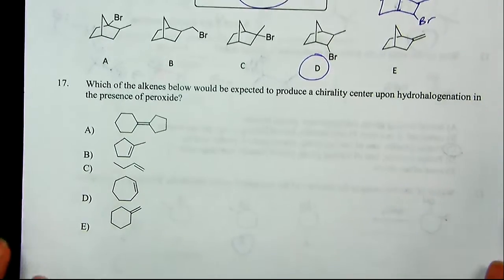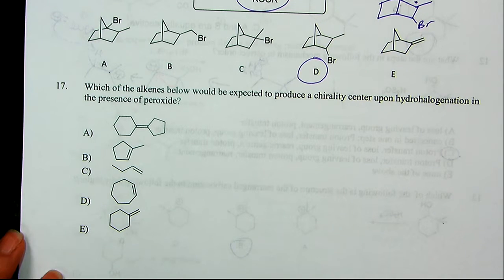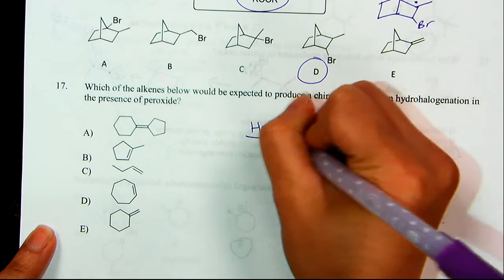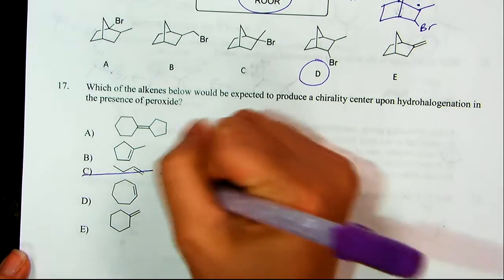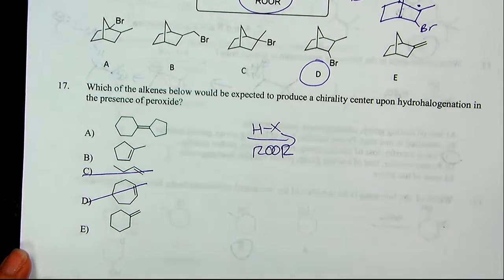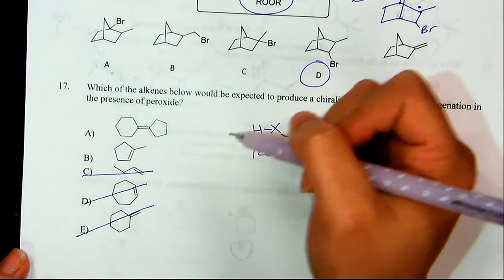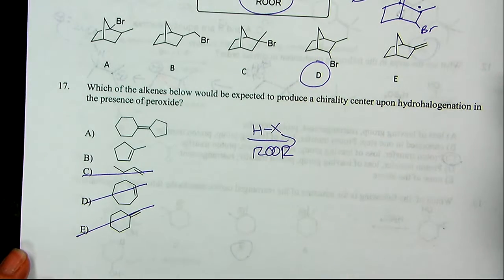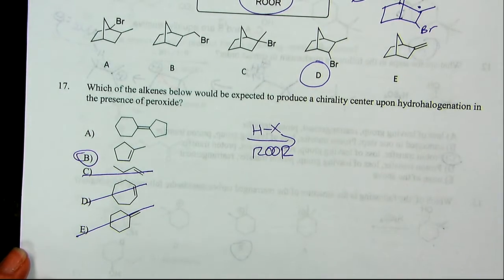Number 17. Which of the following alkenes would you expect to produce a product from hydrobromination with peroxide? That means you're using HX with the peroxide. So use something that will produce an asymmetric center. You can't do it with C because it goes on the end. With this one, they have the same exact group on both ends, so that doesn't work. And for this one, it wouldn't work either because at the end you have two hydrogens. So looking at these two, you're stuck between this one or this one. In this case, it would be B. A would not work because you have two of the same groups on that side or two of the same groups on that side.